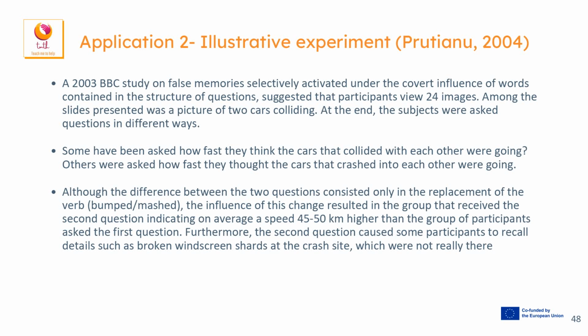Some were asked how fast they thought the cars that collided with each other were going. Others were asked how fast they thought the cars that crashed into each other were going. Although the difference between the two questions consisted only in the replacement of the verb, the influence of this change resulted in a group that received the second question indicating an average speed 45-50 kilometers higher than the group of participants asked the first question.